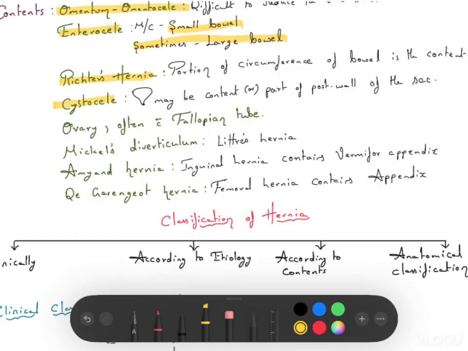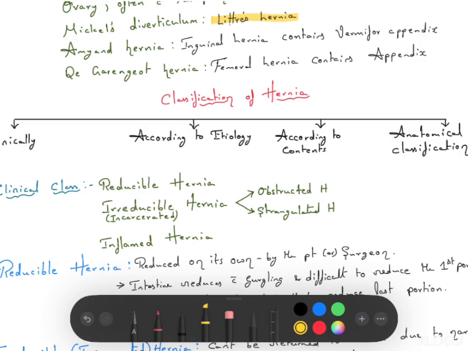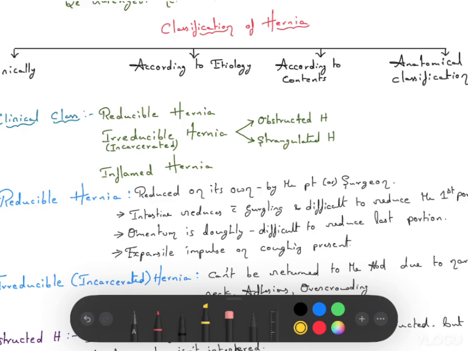Next we can see cystocele. Cystocele means the urinary bladder may be the content, or part of the posterior wall of the sac. Next we can see ovary, often with fallopian tube. Next one, Meckel's diverticulum; a hernia containing Meckel's diverticulum is called Littre's hernia. Next we can see Amyand's hernia, an inguinal hernia that contains the vermiform appendix, meaning the appendix is in the hernia. Next we can see De Garengeot hernia, that is a femoral hernia containing the appendix.